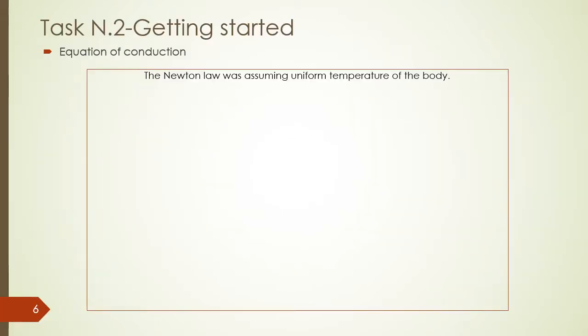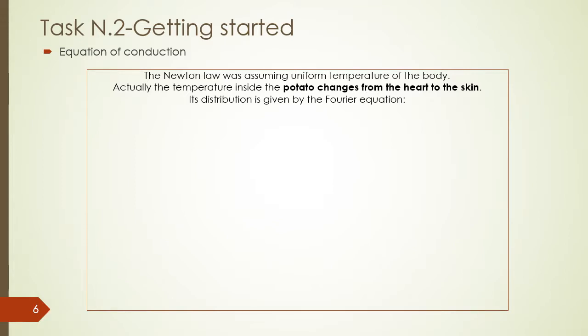Now we make a step forward. The Newton law was assuming the uniform temperature of the body, so inside and outside same temperature, but actually the potato, it's a massive body, and the temperature is changing from the heart to the skin. And this is according to the Fourier equation. The equation is given by this expression, which is well known. K, the conductivity, is a new parameter we have introduced right now.